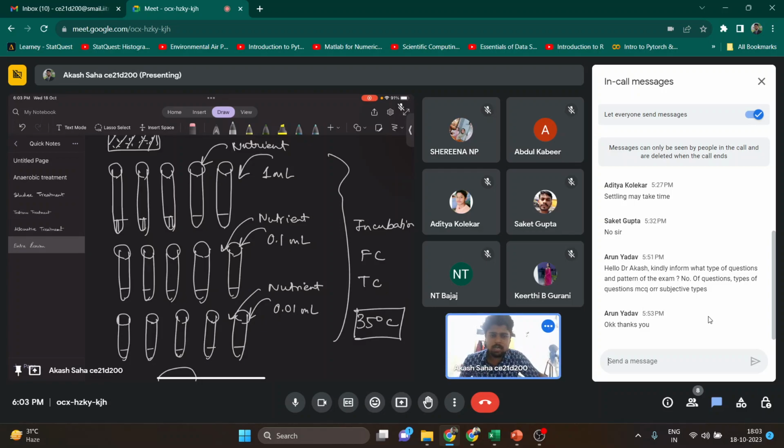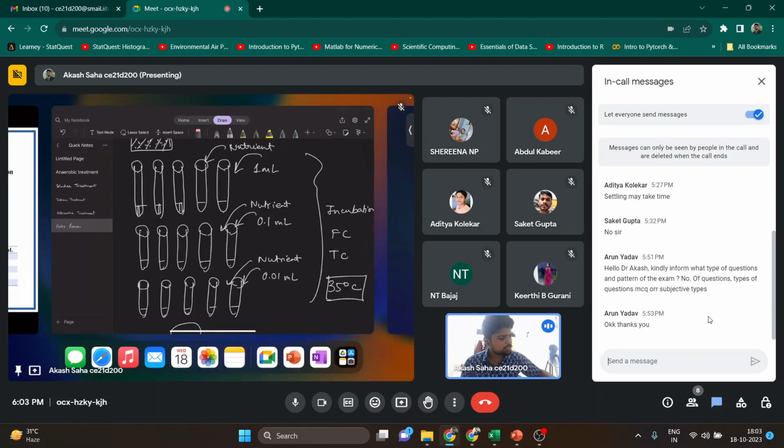Okay, so I will count: out of the 5 test tubes with 1 ml sample, how many have the gas? In this set out of 5, how many have the gas? In this set out of 5, how many have the gas? Okay, that I will calculate.